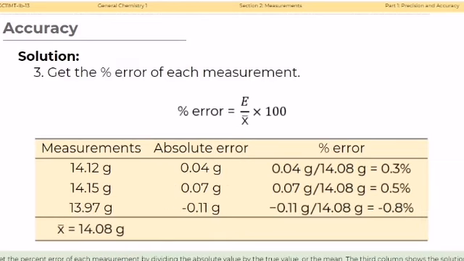Lastly, get the percent error of each measurement by dividing the absolute error by the true value, or the mean, and the third column shows the solution. As you can see here, the absolute errors are 0.04, 0.07, and negative 0.11 grams. For the percent error, 0.04 grams for the absolute error, divided by the mean, 14.08 grams, is equal to 0.3% error, and so on.